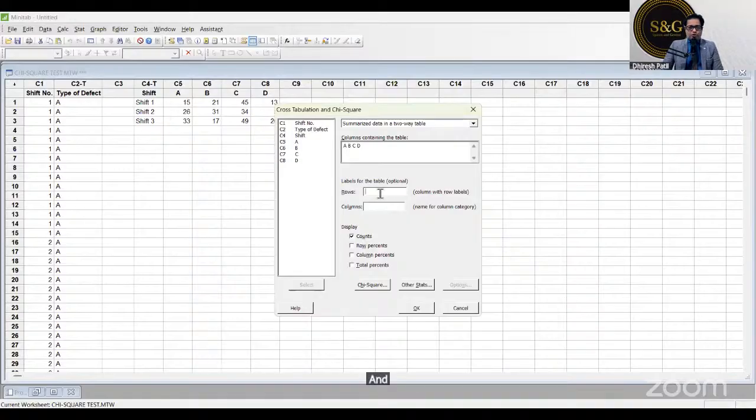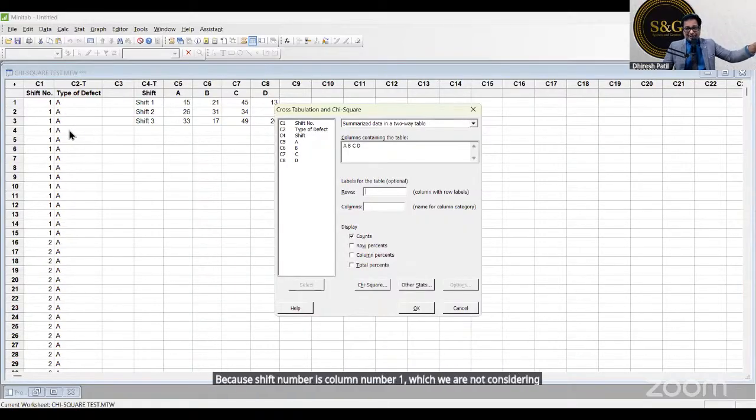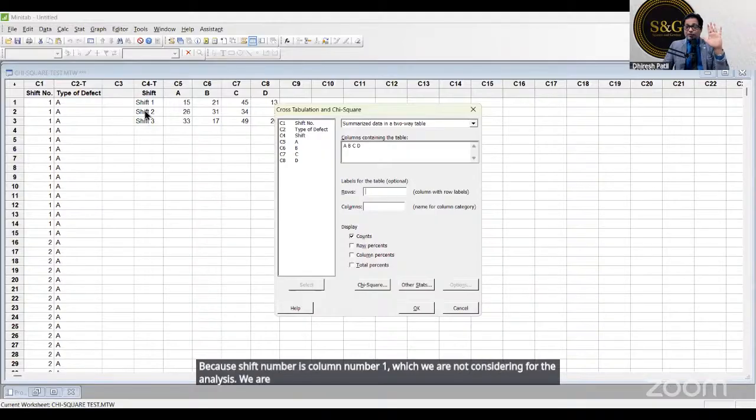And in the rows, now this is a little tricky. Try to understand this. You have to select the shift and not the shift number, because shift number is column number 1, which we are not considering for the analysis. We are considering column number 4, the C4 column. So just select C4 shift.